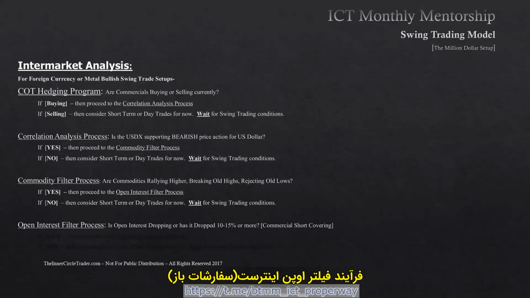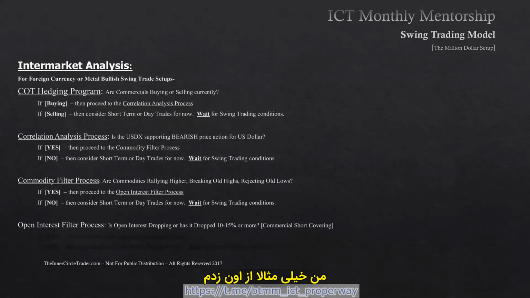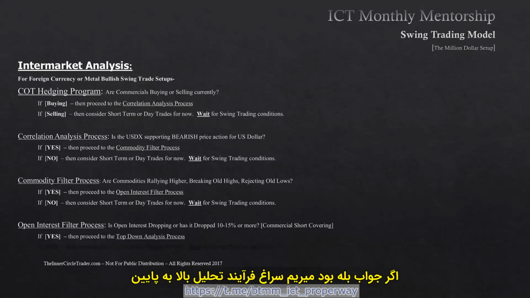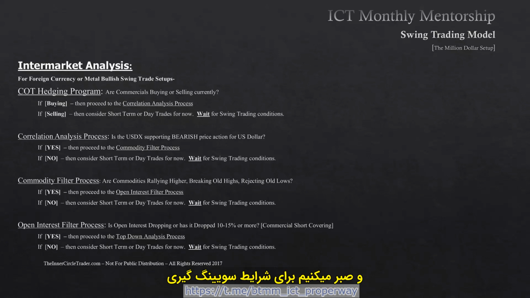Open interest filter process. Is open interest dropping, or has it dropped 10 to 15% or more? This indicates commercial short covering. You can get the open interest for a market on barchart.com, and I've done many examples of that, and I'll actually give all that in terms of the website addresses and all that in your PDF notes. If the answer is yes, then we proceed to the top-down analysis process. If the answer is no, then we consider short-term or day trades for now and wait for swing trade conditions.